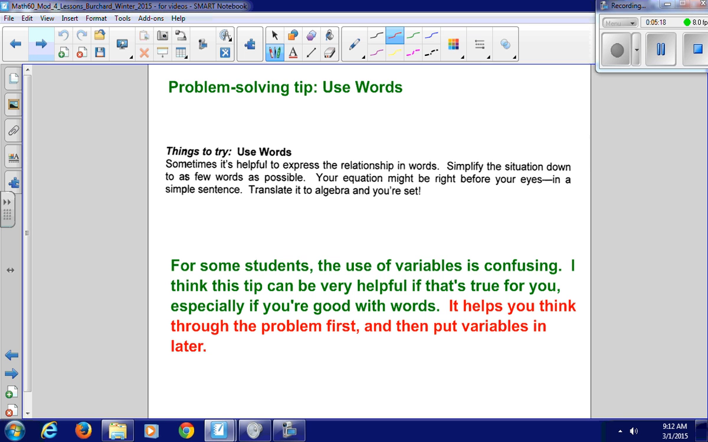So for some students, when we use variables, it's confusing. Just something about using an X to stand in for something is confusing. So if that's true for you, this might be a particularly useful tip for you, because what this does is start out talking about the mathematical relationship that shows up in a word problem, but does it at first without variables, using phrases and sentences instead. And so sometimes that helps you think through the problem, and then you can put the variables in later.